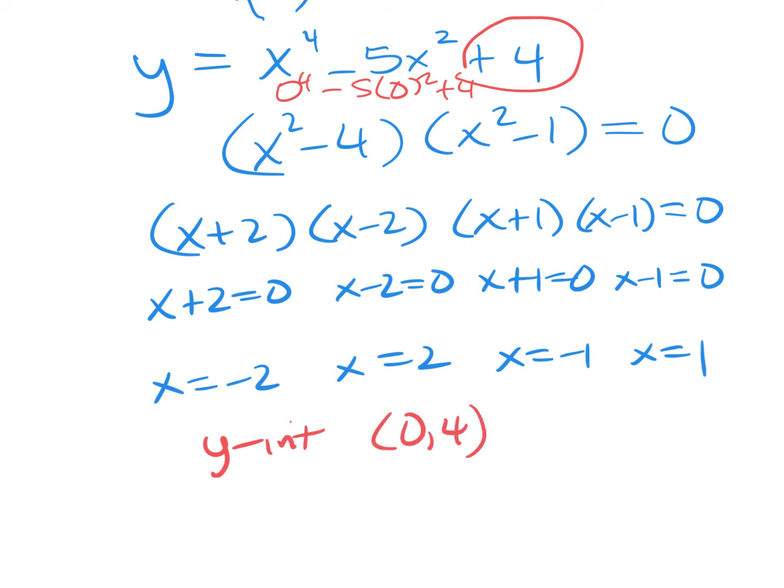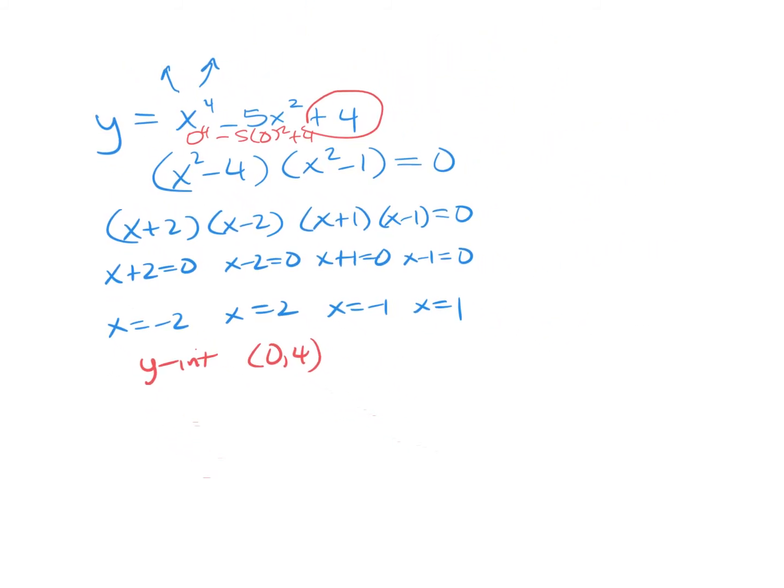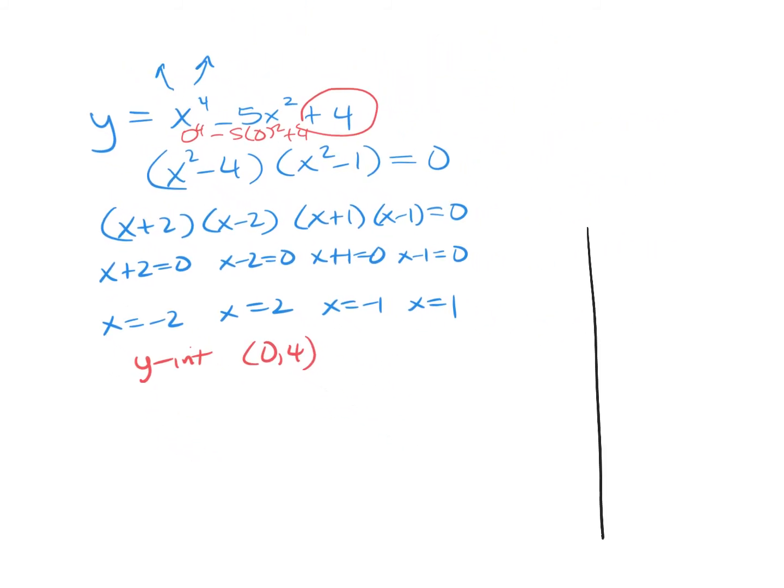So now I'm going to graph all of this. I'm also going to add in my end behavior, and then I'm going to see how it moves. So let me go ahead and make my coordinate plane here. Add in 1, 2, 1, 2, 3, 4. So I'm going to graph negative 2, negative 1, positive 1, positive 2, and 0, comma 4. My end behavior, it's going up on both ends because it was x to the 4th.